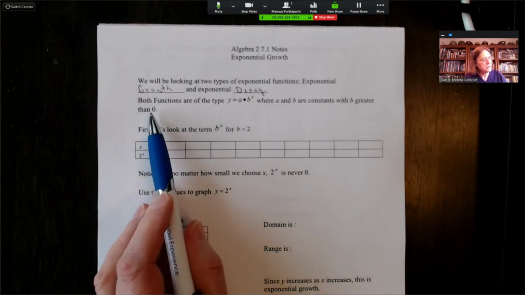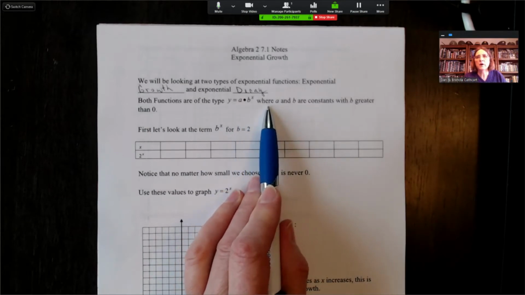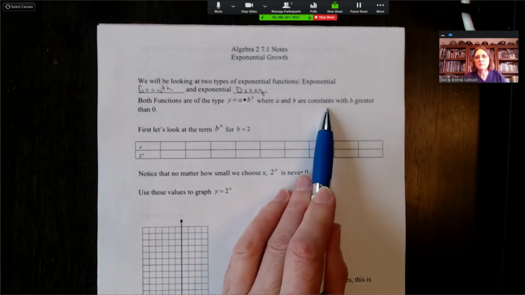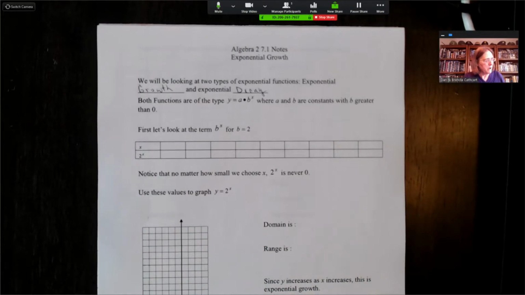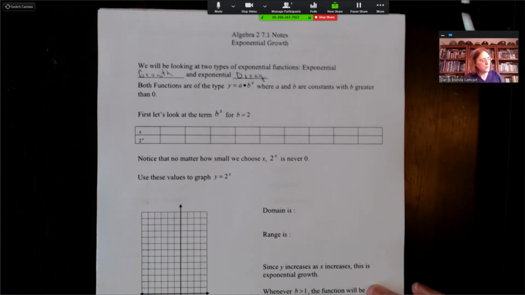Both equations are of the type y equals a times b to the x, where a and b are both constants with b greater than 0. First, let's look at the term b to the x for b equal to 2. And let's go ahead and find some values. Let's pick some values for x, and let's find out what happens with 2 to the x.